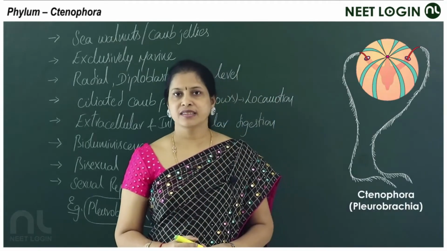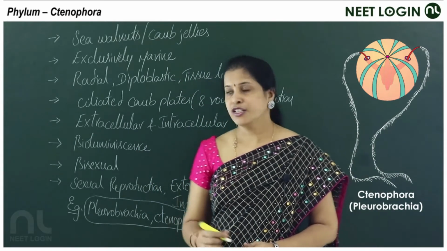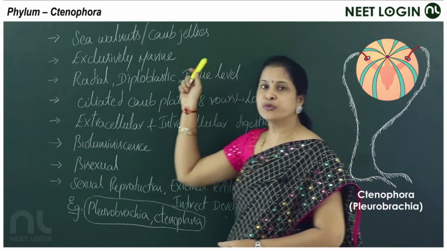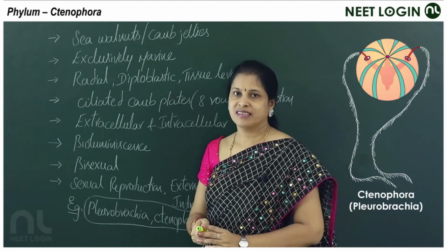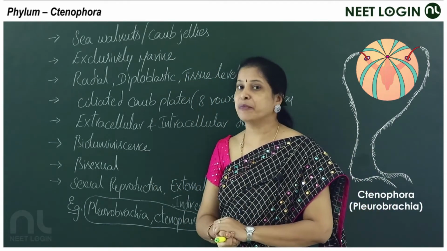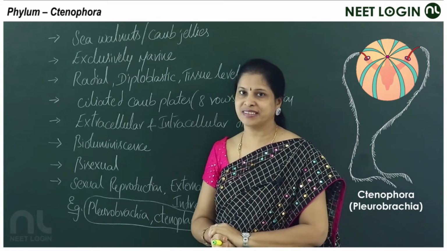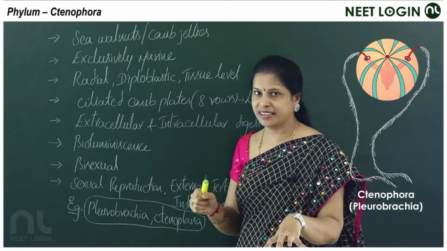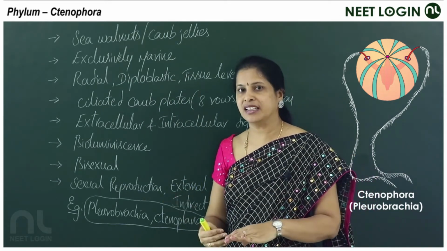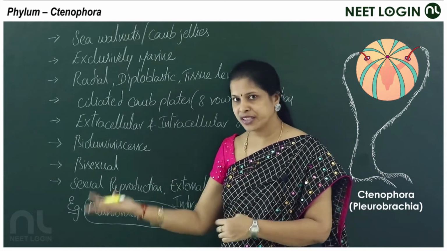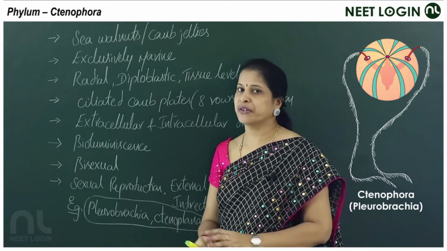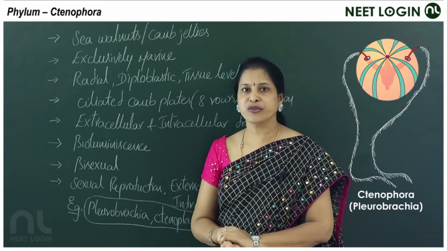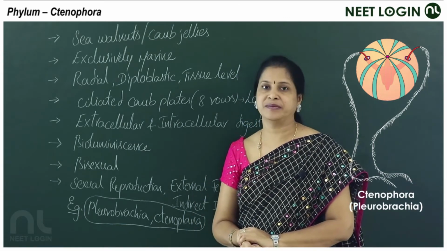The next phylum, Ctenophora. Ctenophorans are commonly called sea walnuts or comb jellies. The name itself indicates they are marine forms. They are exclusively marine. The previous two phyla, Poriferans and Cnidarians, are mostly marine, but Ctenophorans are exclusively marine. No freshwater form is represented from this phylum.